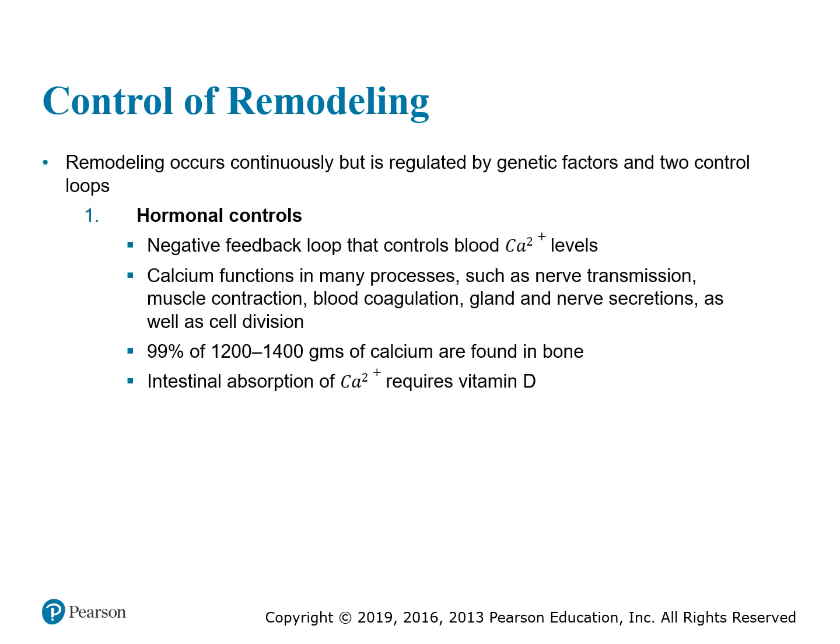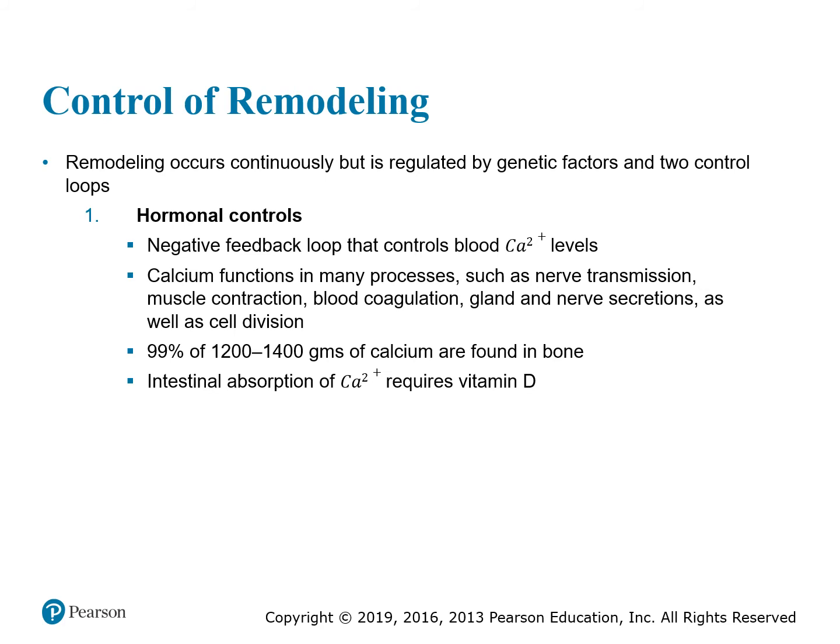So even though remodeling occurs continuously, it is regulated by genetic factors and a couple of different control loops. And so those control loops are, first of all, hormonal controls. And basically, you've got negative feedback loops that control blood calcium levels. Now, blood calcium, as you've actually seen in skeletal muscle physiology and as you'll continue to see in nervous system physiology, functions in a lot of processes: nerve transmission, muscle contraction, blood clotting, gland and nerve secretion, cell division. So calcium is an extremely important mineral to be present in interstitial fluid.